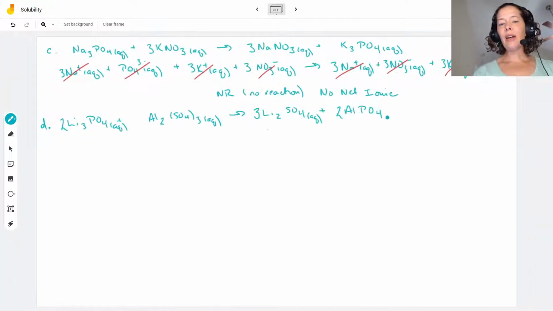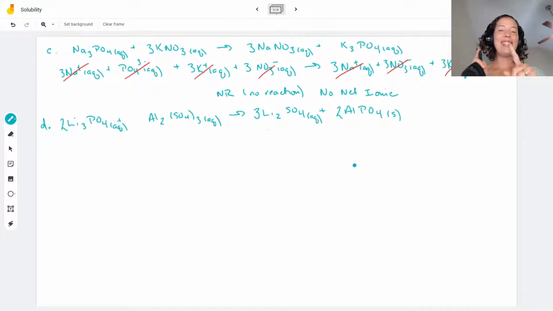And you can see here that aluminum's definitely not an alkali or ammonia, so this is going to be our solid, this is going to be our precipitate. So we know automatically that now we definitely have a net ionic equation, and we're not going to have a no reaction. Now that we've got our molecular equation complete, let's go on to our complete ionic equation.